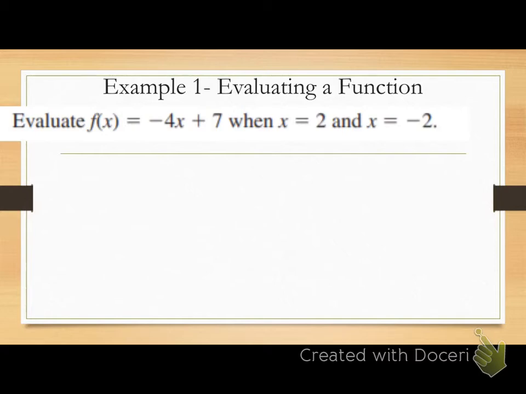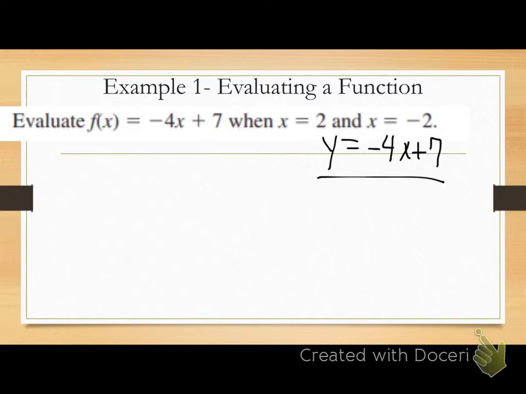Example 1. Evaluate f of x equals negative 4x plus 7 when x equals 2 and x equals negative 2. So we're used to seeing this written as y equals negative 4x plus 7, correct? But we're just treating f of x like y. So if I gave you this equation, and I told you to evaluate that when x equals 2 and x equals negative 2, what would you guys do with that? Plug what in where? Be a little more specific for me.